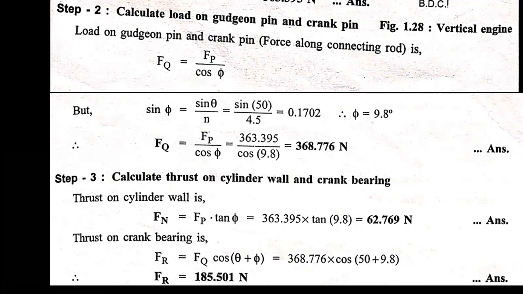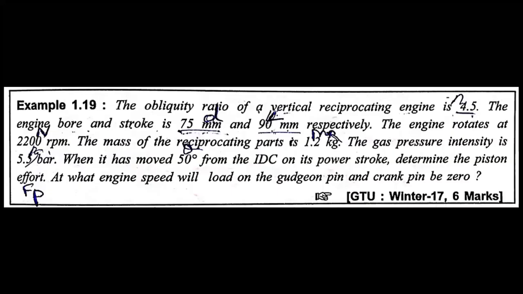Again, calculate the thrust on the cylinder wall and the crank bearing. So we have to find the thrust on the cylinder wall. That means Fn is equal to Fp into tan phi. So we get 62.769 Newton, and the thrust on the crank bearing is Fr is equal to Fq cos theta plus phi. We get 185.501 Newton.